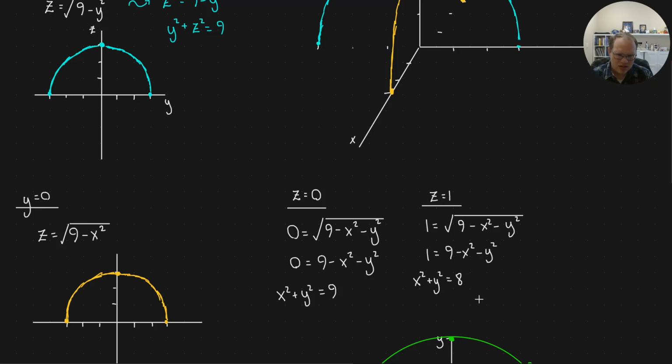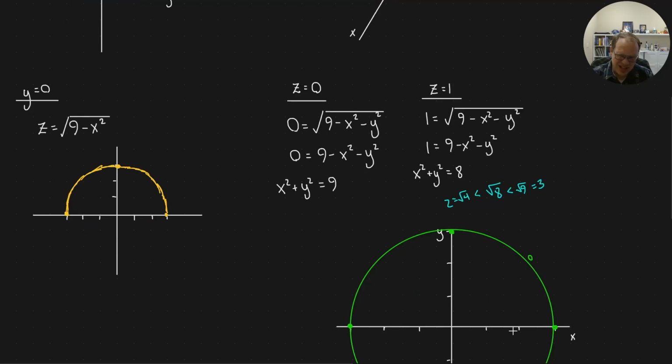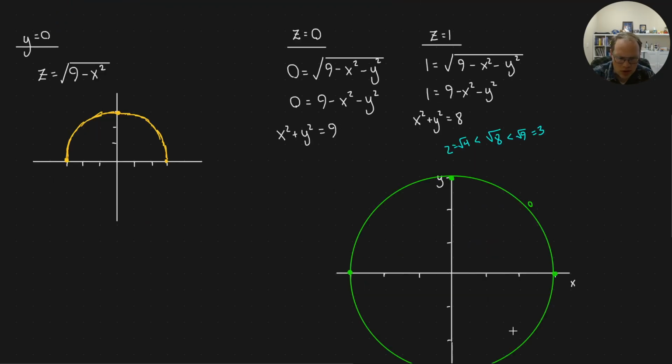Square root of 8 is between the square root of 9, which is 3, and the square root of 4, which is 2. So this is a circle of a radius that's somewhere between 2 and 3. It looks quite a bit closer to 3 than it does to 2, right? Because 8 is a lot closer to 9. So this should be another circle, but just a little shrunken, with a slightly smaller radius.